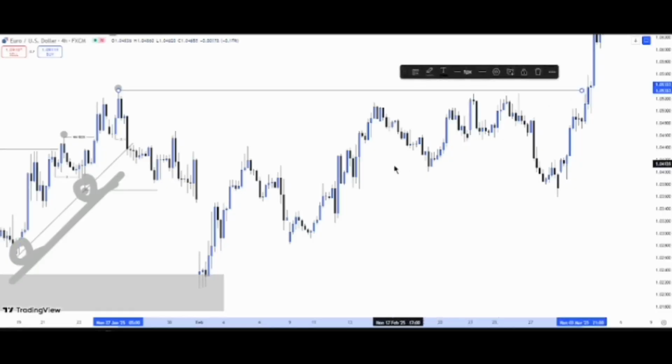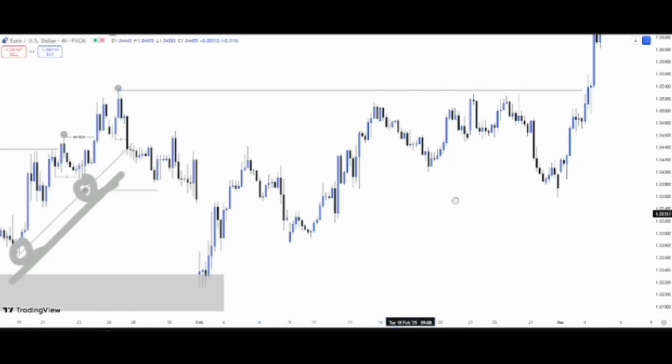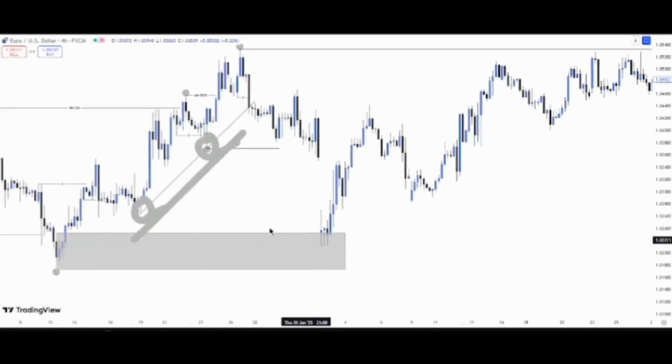Okay, so that is a simple way for you to use the trend line to take your trade in the market. I hope you understand. Please watch this video again and again. This is about trend line. The same thing applies with equal highs, equal lows.